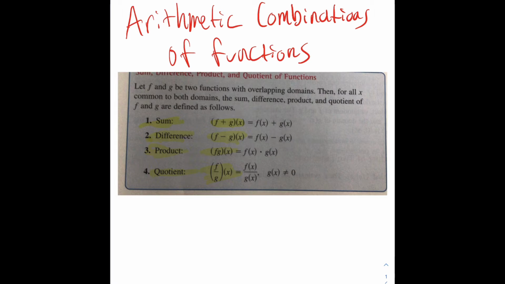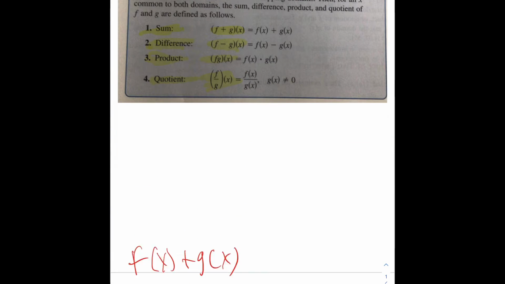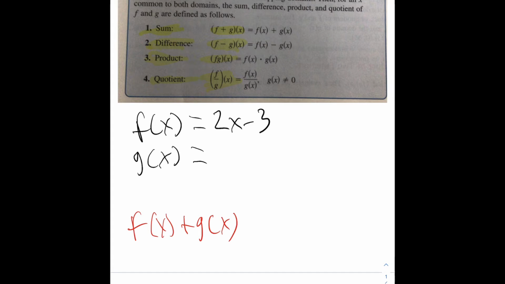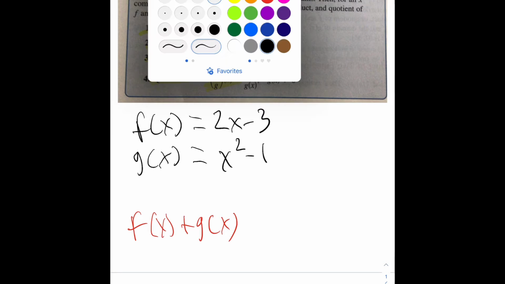So again, you have to use numbers that work for f of x and g of x. But let's do an example, a real simple example. Let's look at f of x plus g of x. For all of these, we're going to use the same functions. f of x is 2x minus 3. g of x is x squared minus 1.